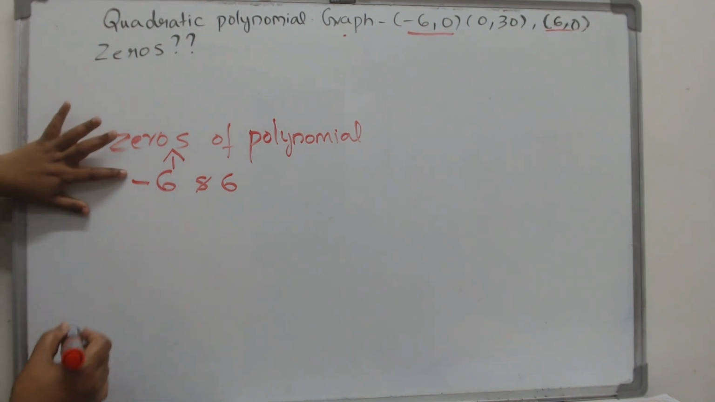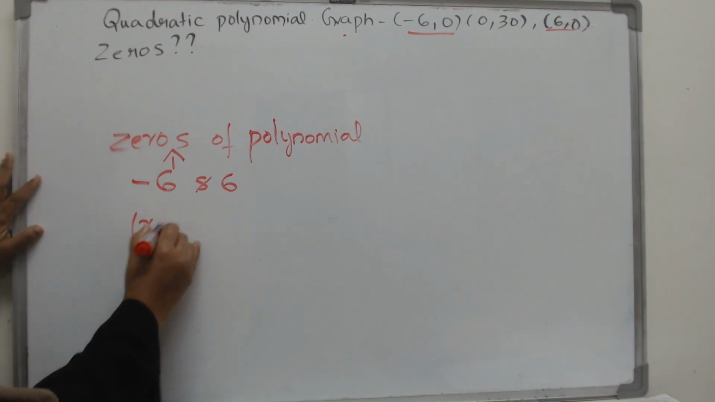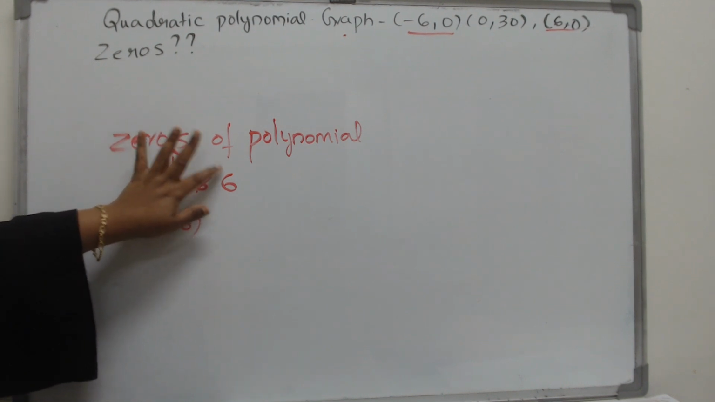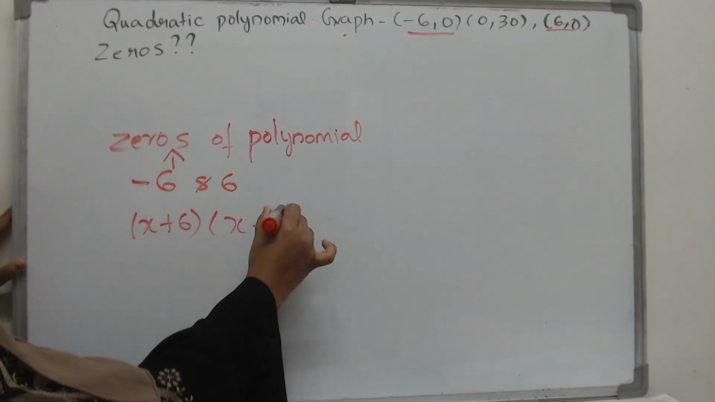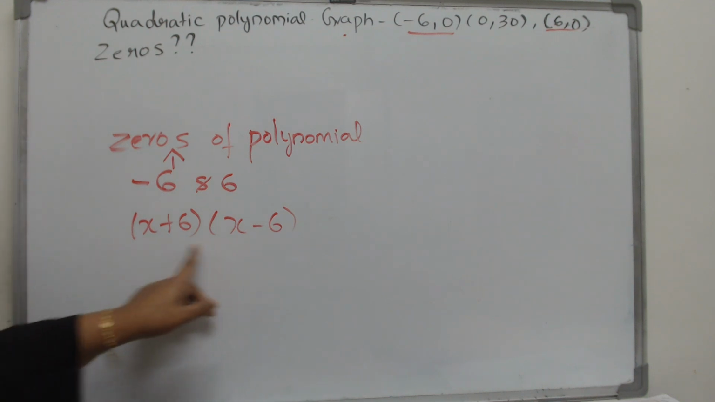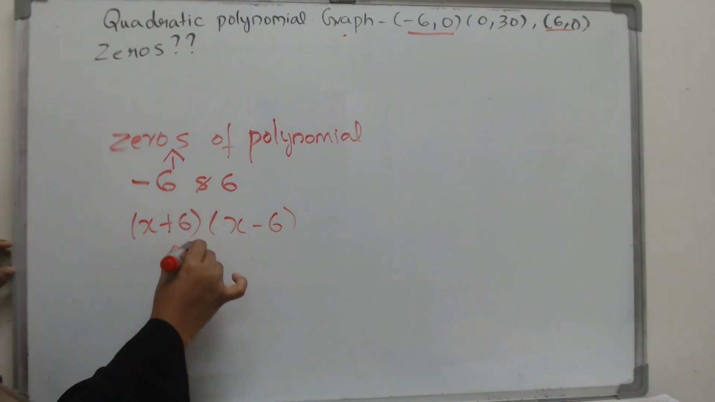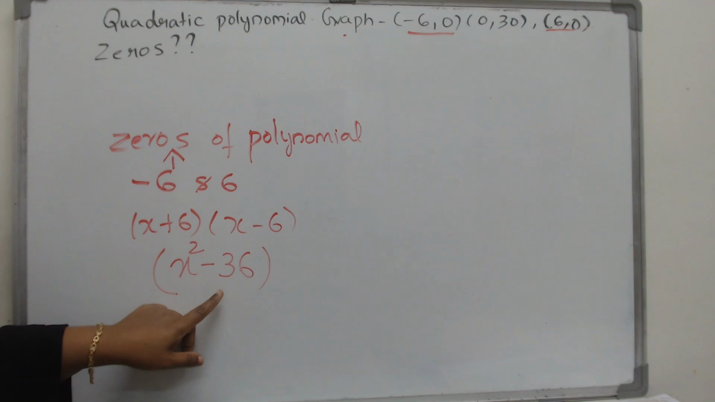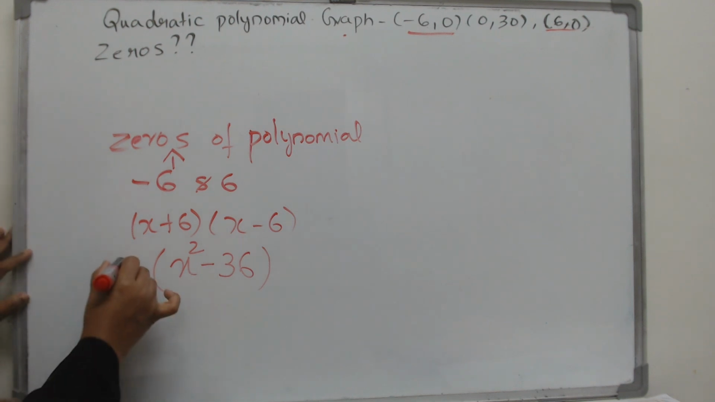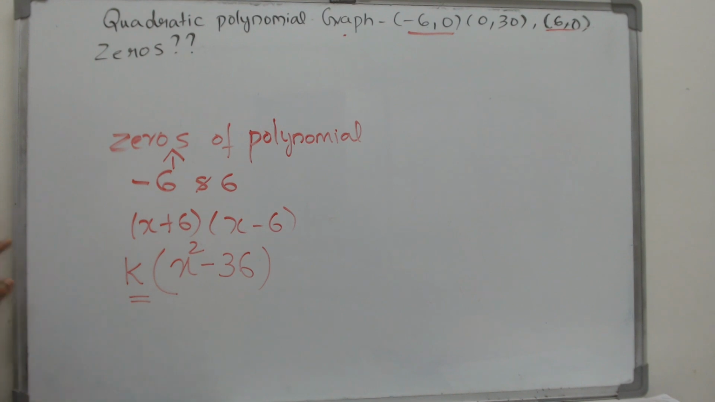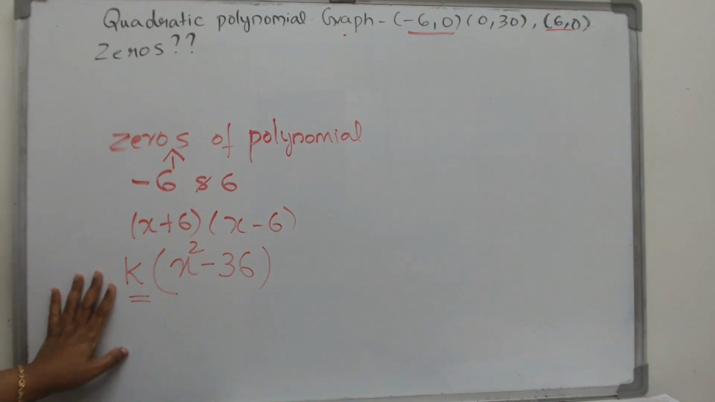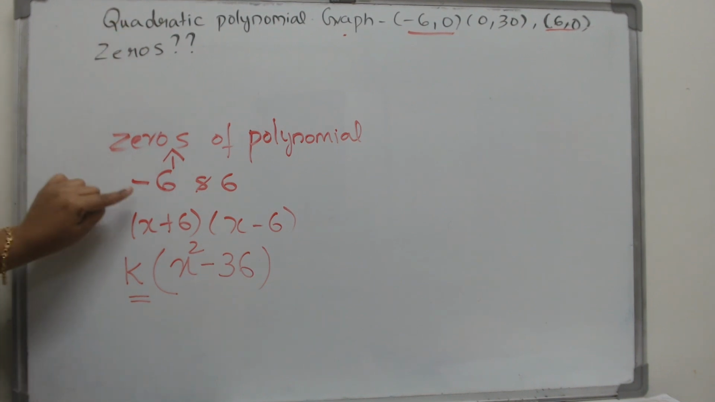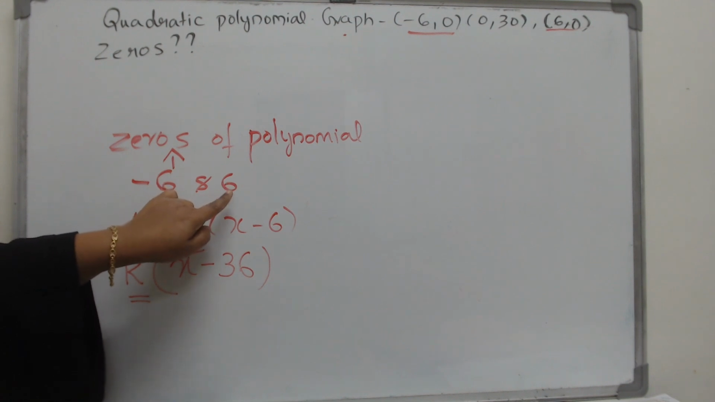If -6 is a 0, then x plus 6 is its corresponding factor. If 6 is the 0, then x minus 6 is the corresponding factor. Then how will this polynomial look like? Apply a square minus b square formula. This is how your polynomial looks like, but do not forget to add a k here, where k is a constant. What does that mean? There can be millions such quadratic polynomials which have -6 and 6 as its zeros.